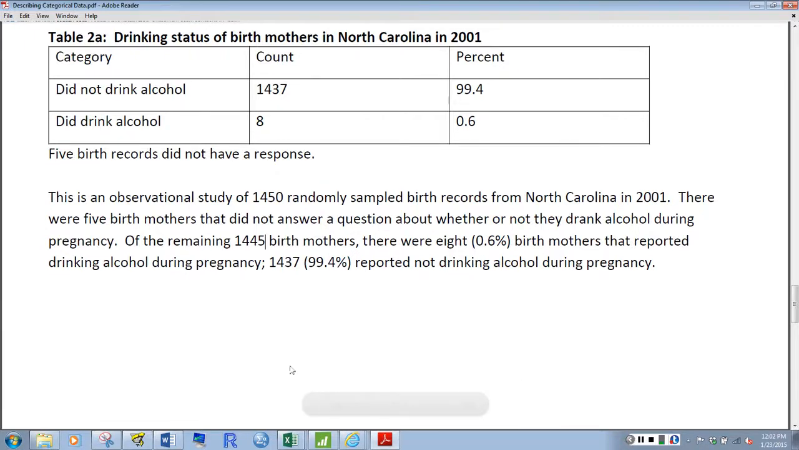I also want to point out that percentages are always, no matter if it was the example before or after, rounded to 1 decimal place.